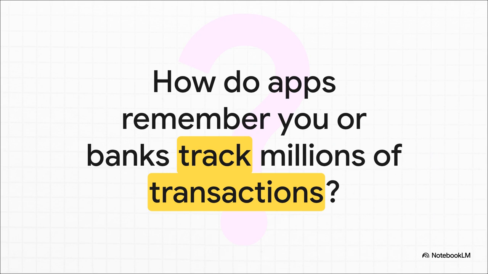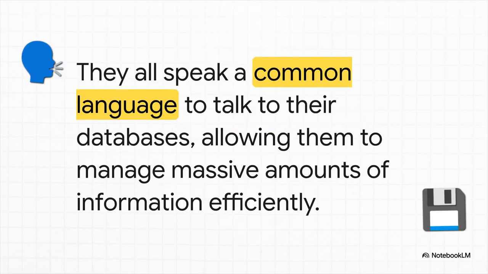I mean, have you ever really stopped to think about that? Every time you log in, every time you save a preference, every single purchase you make, massive amounts of data are flying around, being stored, and then pulled back up in an instant. How in the world does that not just descend into total chaos? Well, it turns out there's a reason it all works so smoothly.